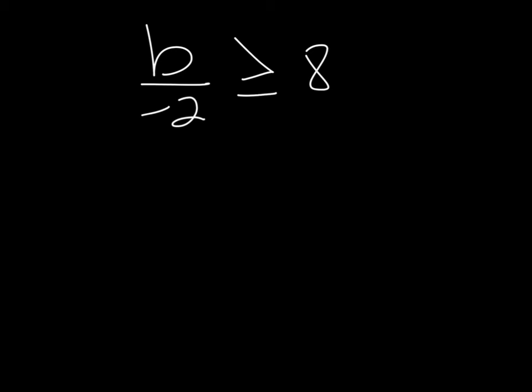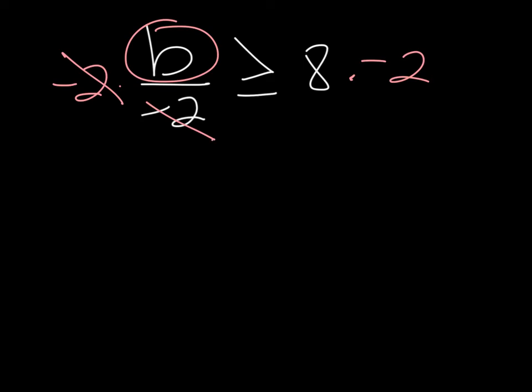Now this problem looks just like a real simple problem. It's a variable divided by a number, and we know that when we divide by something, we want to multiply by the reciprocal. So we're going to multiply both sides by negative 2. All right, that's gone. However, you have to remember that when you multiply or divide by a negative number on both sides, you have to flip the inequality. So I'm going to turn that inequality around this way. And 8 times negative 2 is negative 16.